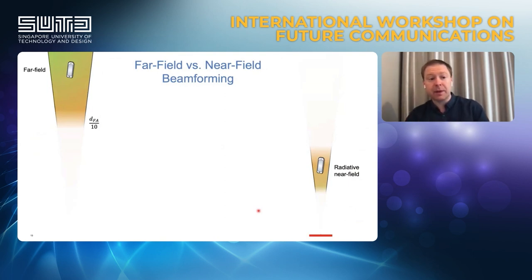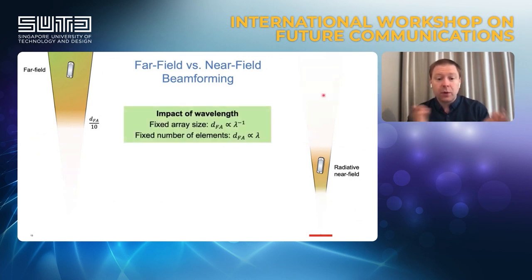Far field versus near field beamforming. So, if you're focusing at a device far away, at a distance that's longer than the Fraunhofer array distance divided by 10, well, then the beam actually starts at the Fraunhofer array distance divided by 10, and then it continues forever behind you. While if you're focusing the signal at where you are in the radiative near field, at close by distances, well, then it starts not at the array, but before it reaches you, and ends after, and it doesn't continue towards infinity.